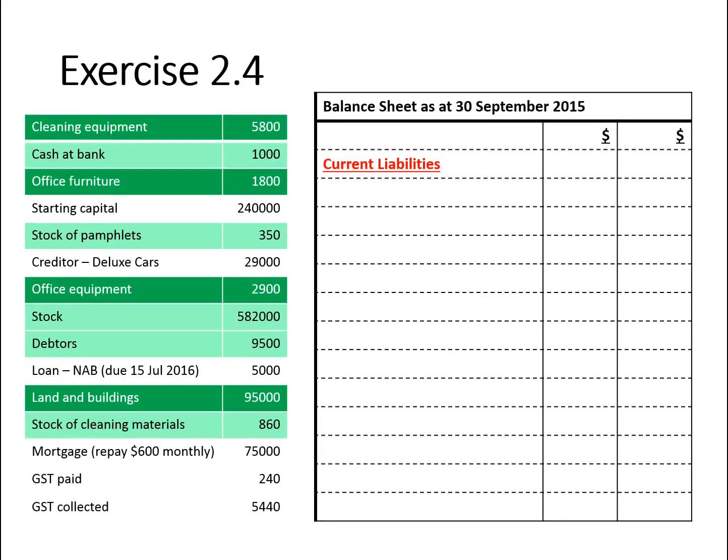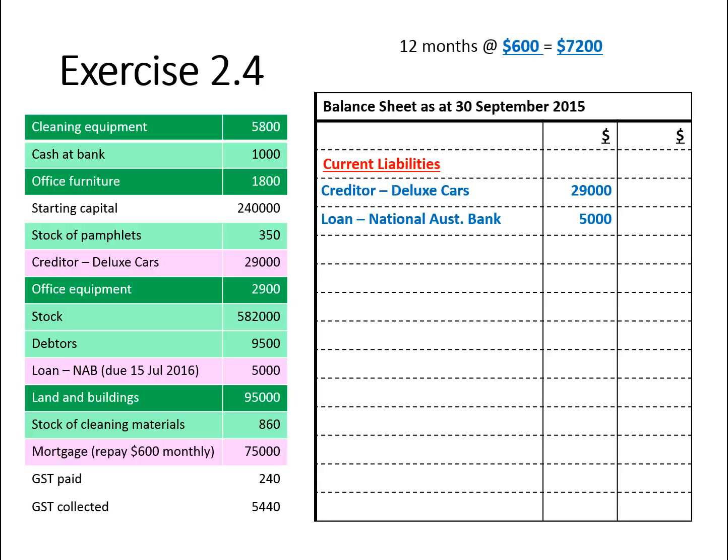That'll take us through to our current liabilities. We've got a creditor. We've got the loan from the National Bank. Now we're doing this balance sheet at the 30th of September 2015. That loan's due in July of the following year, so that's within 12 months. So that'll go in like so. We've got the mortgage. It's $75,000 and we're told we must repay it $600 monthly. So under the current liability section, we're going to have to figure out there's 12 months in a year. We're paying $600 a month. There's $7,200 due in the next 12 months.